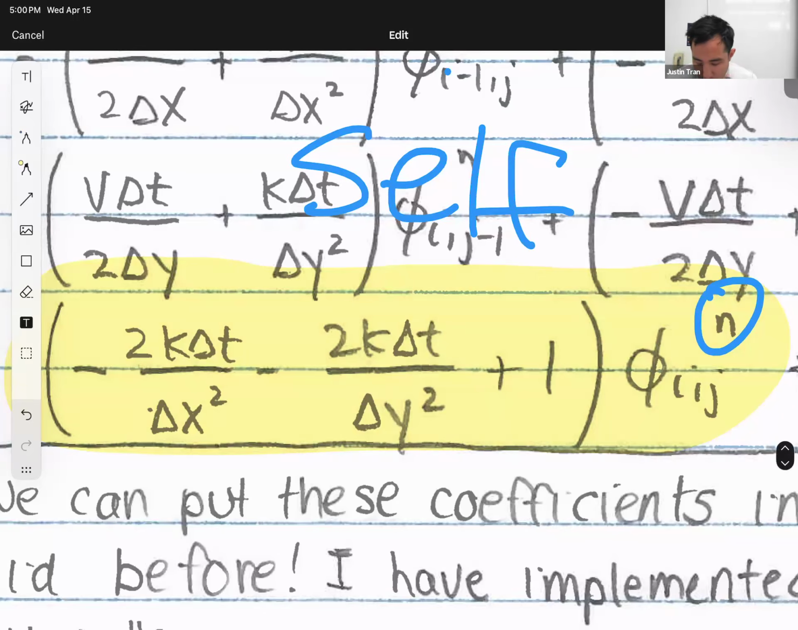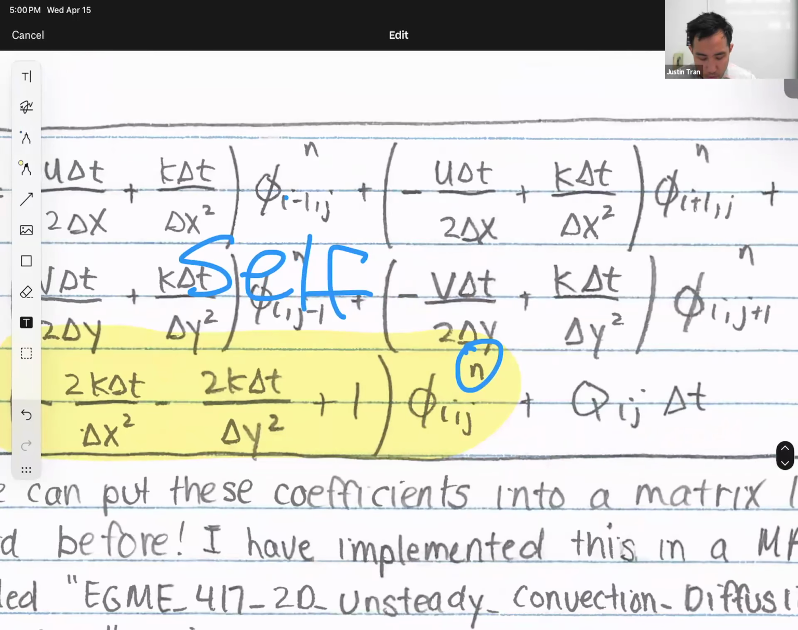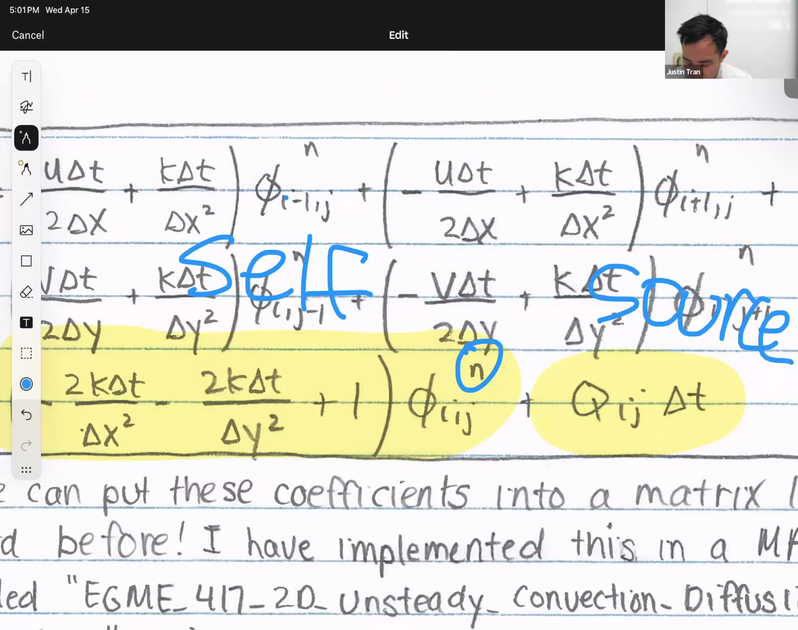And then finally, the last thing that we have in our expression is our source term. This last term here is our source. Our source term is just q i,j, which is the source term evaluated at x i and y j, multiplied by delta t. The delta t comes from the time. So there are a lot of terms here, and I know it looks intimidating, but it's basically the same five variables, just repeated in different ways.